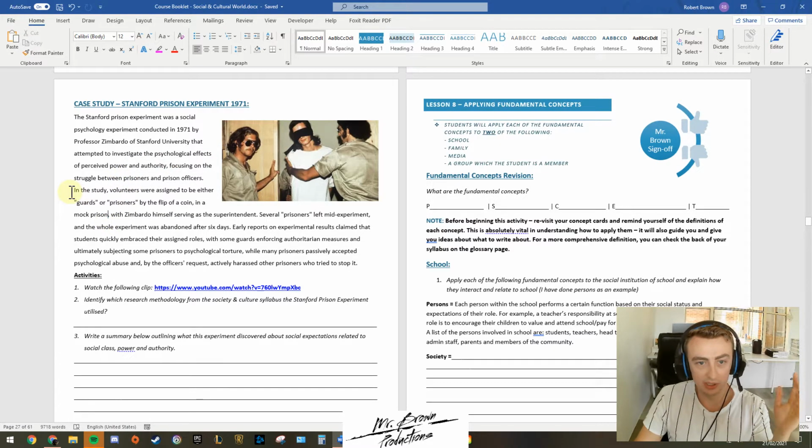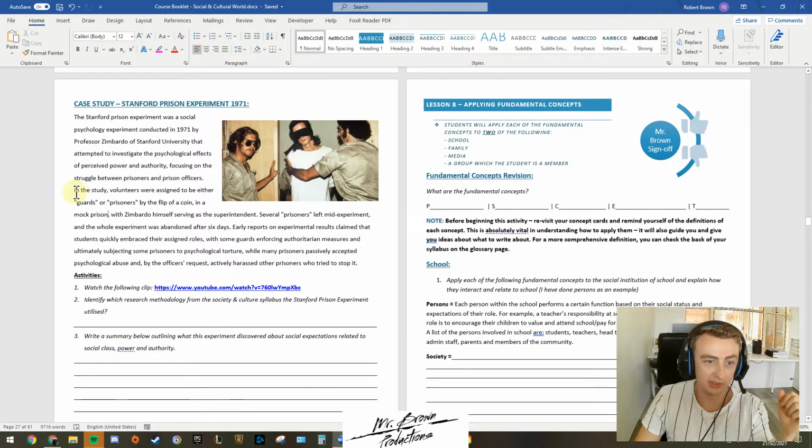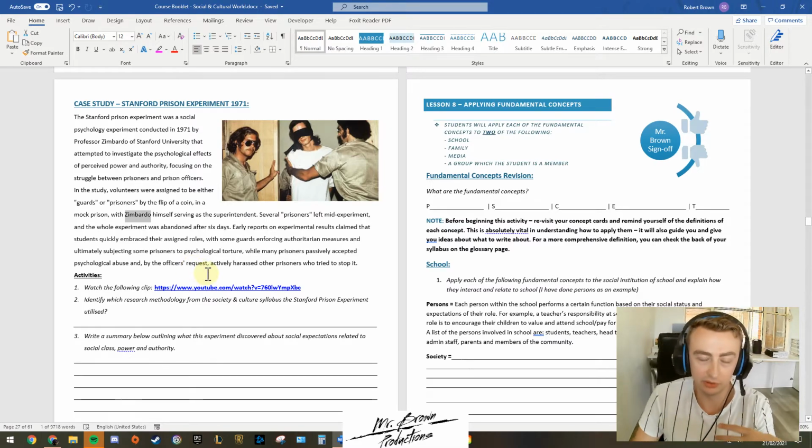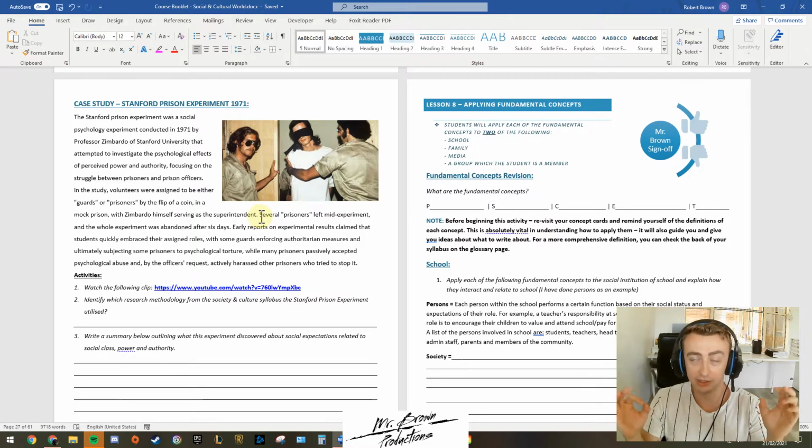So he got a bunch of people to volunteer at the university, and they were assigned a role, either prisoners or prison guards. He created this mock prison in a basement at the university, and he gave himself the role of superintendent, which is like the warden or the boss of the prison. His name was Zimbardo. He just put them in those perceived roles and wanted to watch and observe what would happen, and it's actually quite amazing what ended up happening.